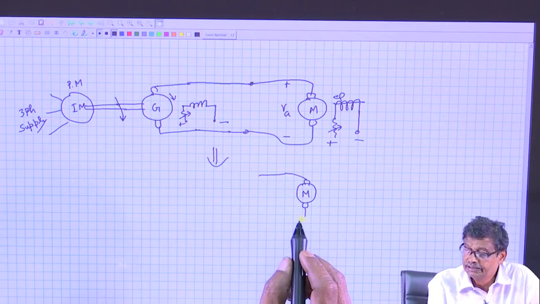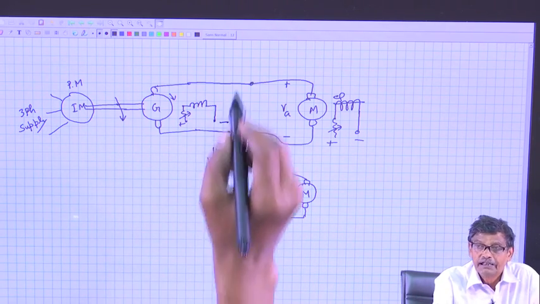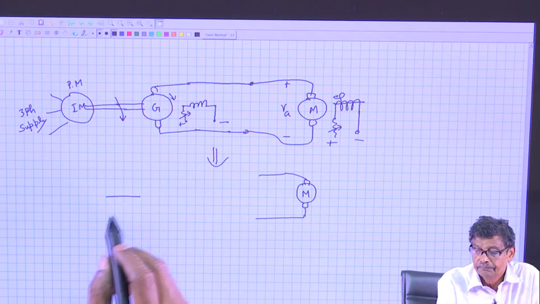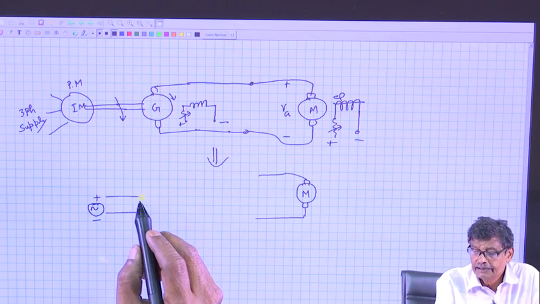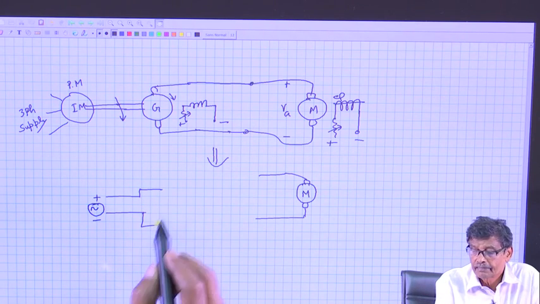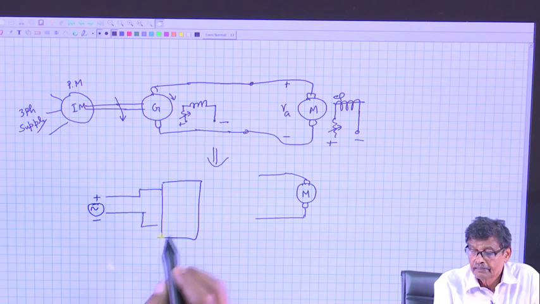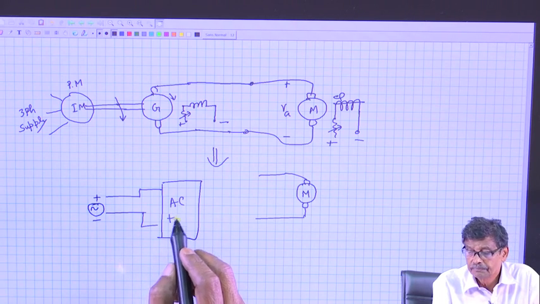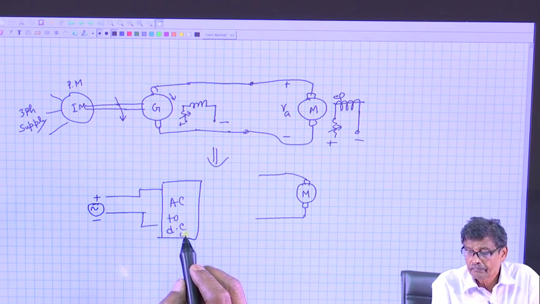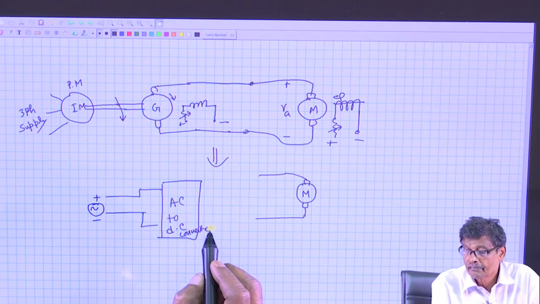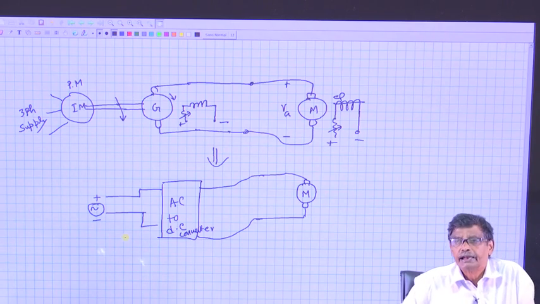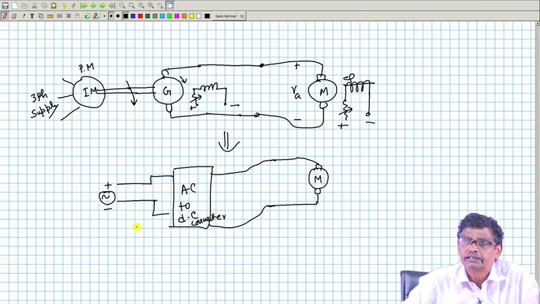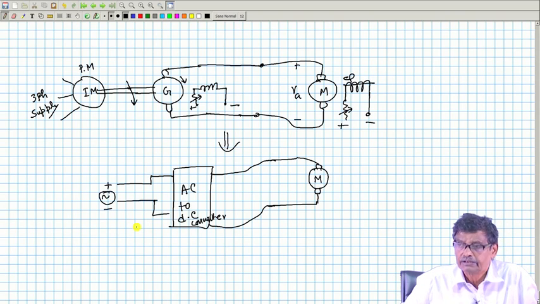What you do now, this whole thing will be replaced by AC supply, maybe single phase supply, then a block, AC to DC converter, and then apply it to this. This AC to DC converter could be a rectifier bridge, controlled rectifier bridge with thyristor, or it could be some DC to DC chopper circuit.